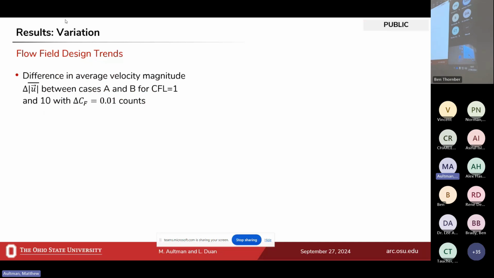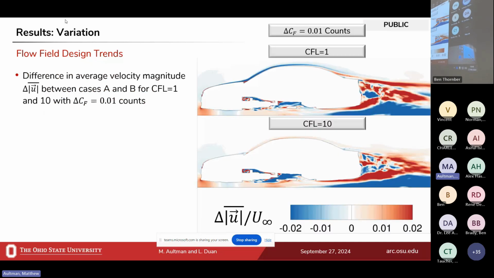So now we do want to see, though, how do these design trends compare to each other? Are we still getting the same thing for the different time step sizes? So we take a look at CFL equals 1 and 10. And again, the general design trends match. We do see a slight difference in the boundary layer over the upper surface of the vehicle, but overall the wake and underbody seem to show the same trend.